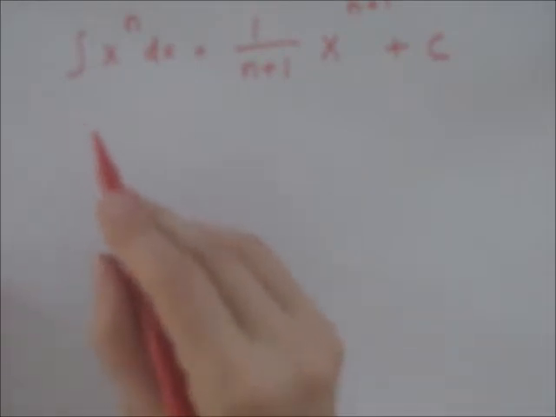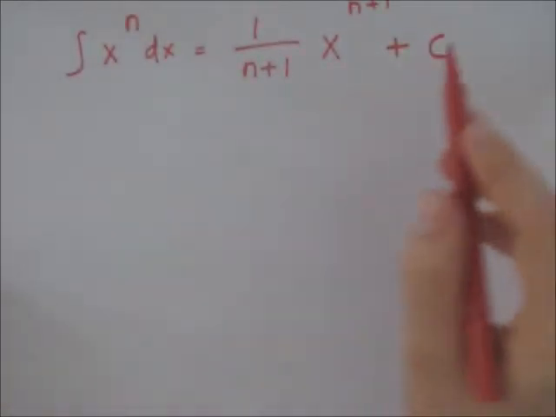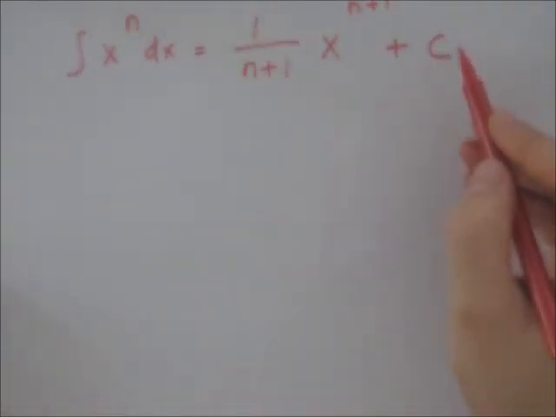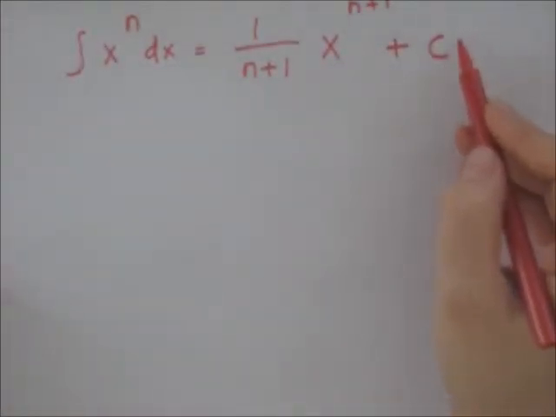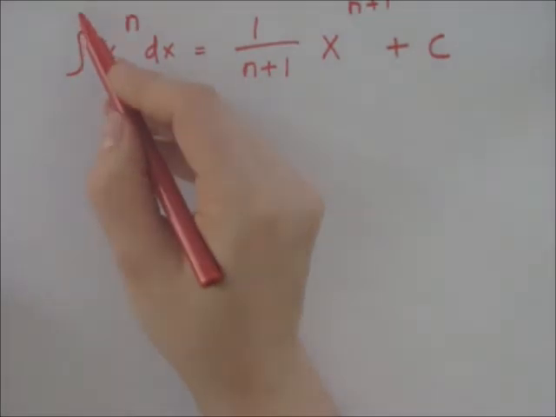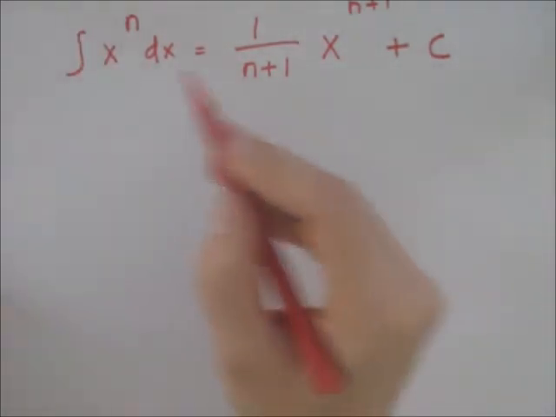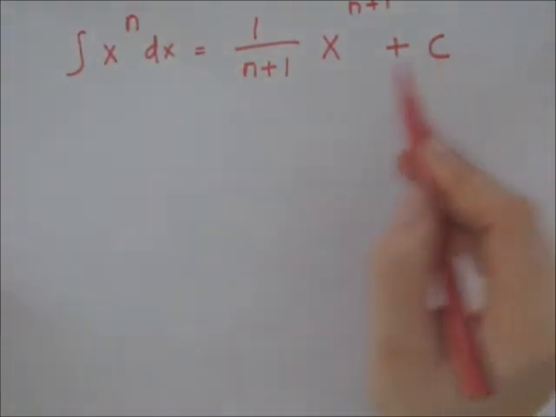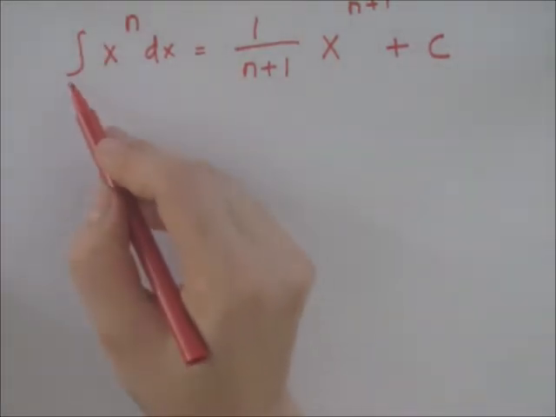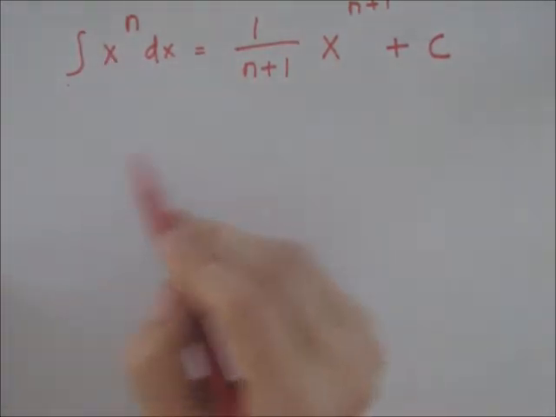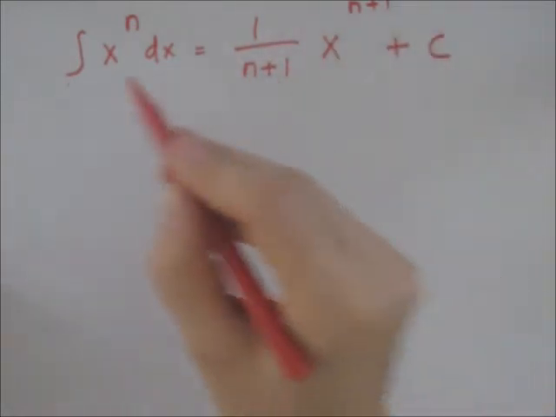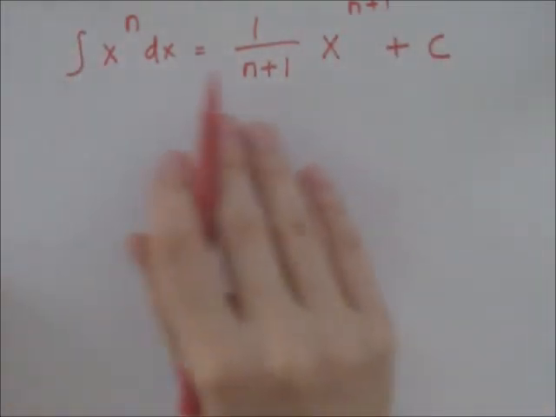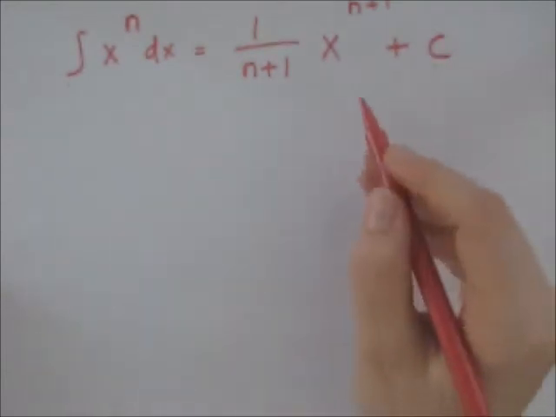Because this is an indefinite integral, you always have c. You see, you don't have any numbers here, so you have c. If you had numbers on top and on the bottom, you would have a number as an answer. But because there are no numbers, it's an indefinite integral, so you have c.